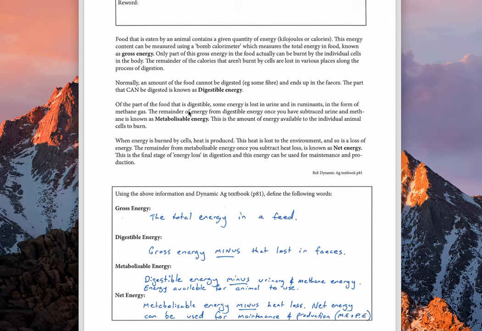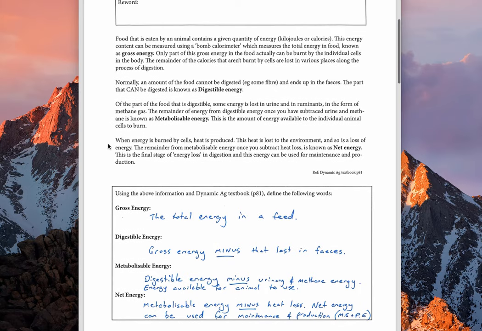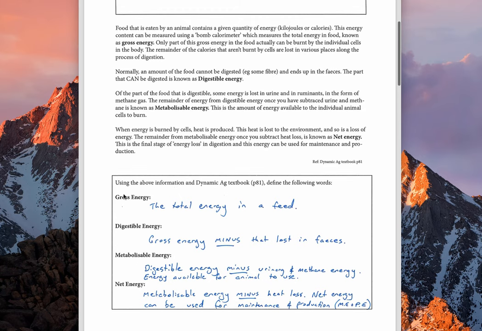So of the part of the food that is digestible, some energy is lost in urine, and in ruminants in the form of methane gas. They lose a lot in methane gas. The remainder of the energy from digestible energy, once you have subtracted urine and methane, is known as metabolizable energy. And this is the amount of energy that's available to individual animal cells to burn. And we have that down here.